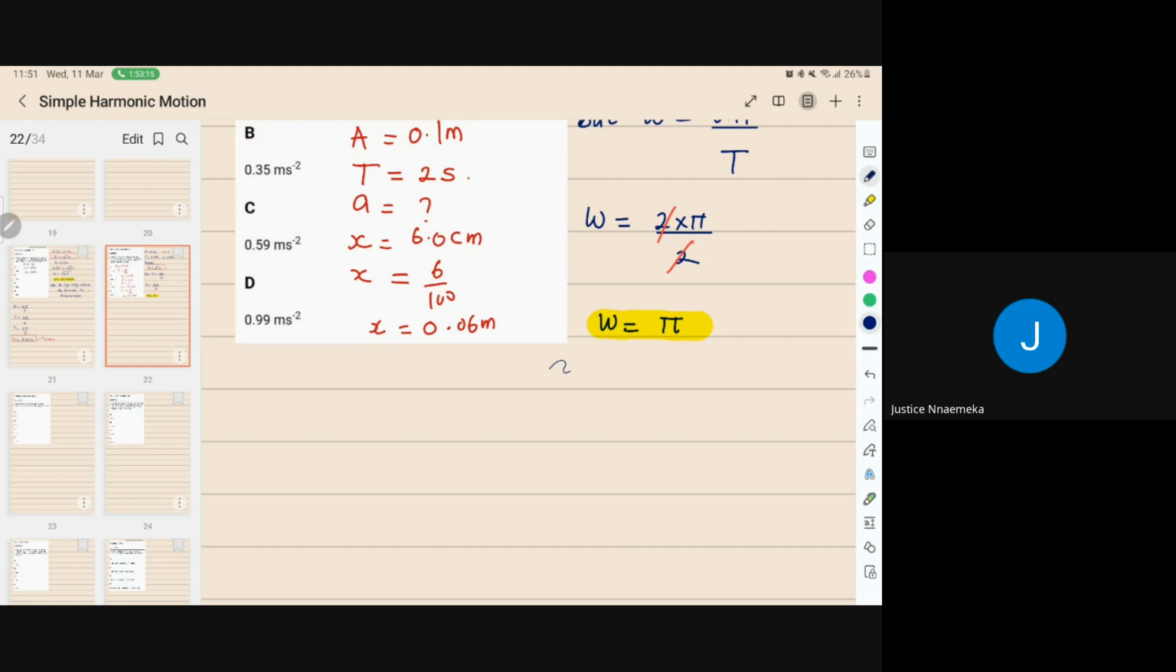Now we can go ahead. Acceleration is equal to ω²X. Acceleration is equal to π squared times our X. What's the value of X? X is 0.06. So the acceleration is equal to, where's my calculator? Shift π squared multiplied by 0.06. That will give me the acceleration as 0.59 meter per second squared.